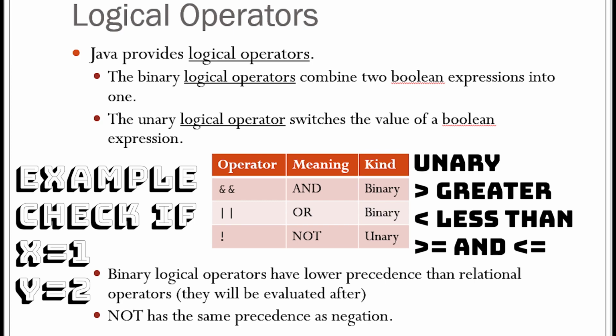For the not operator to work, the value must not be equal to. So: if x != 1, system.out.println, x not equal to 1, right? Most of these are very self-explanatory, so I expect you to understand on your own. And now let's take a look at an example of an actual program.